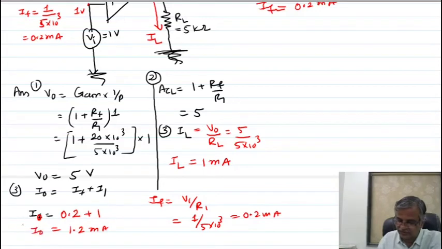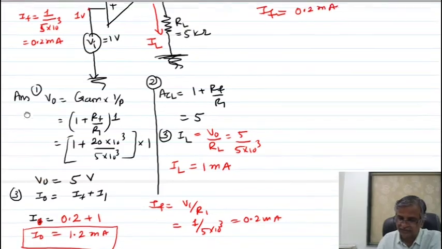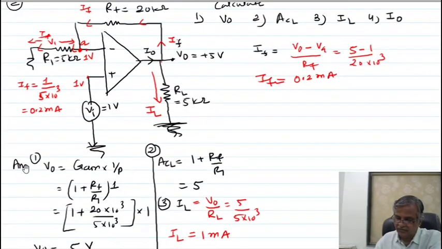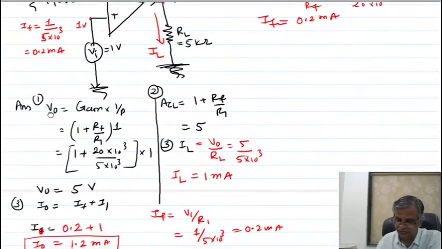I think you understand all these questions we have calculated: VO, then ACL, then IL, last is IO. I think you understand this numerical. Next topic is differential amplifier.